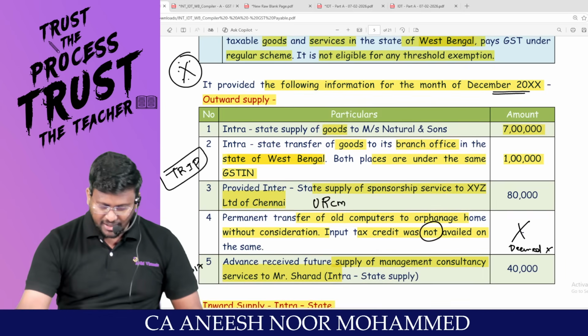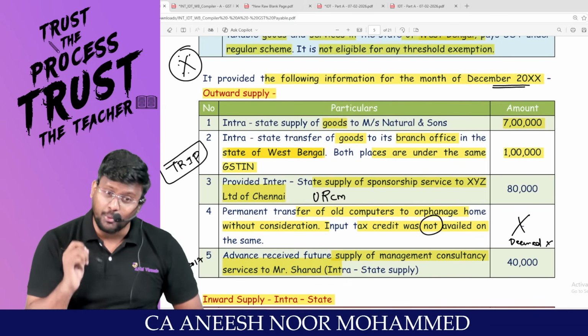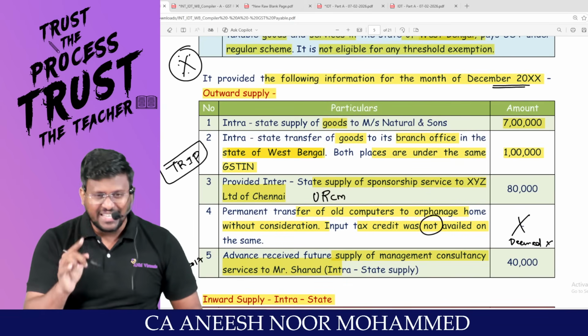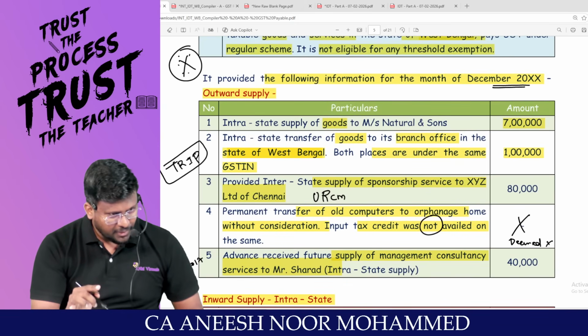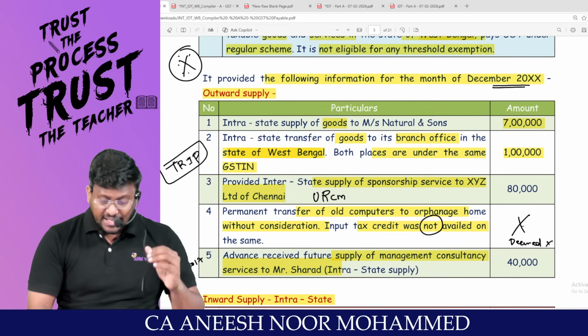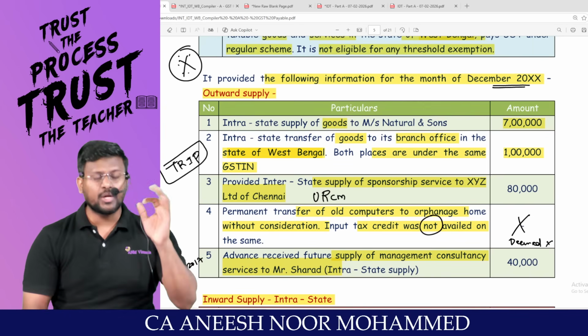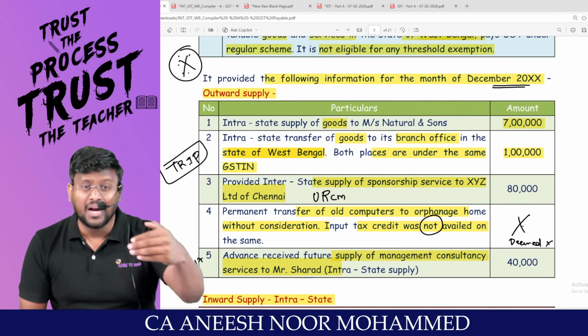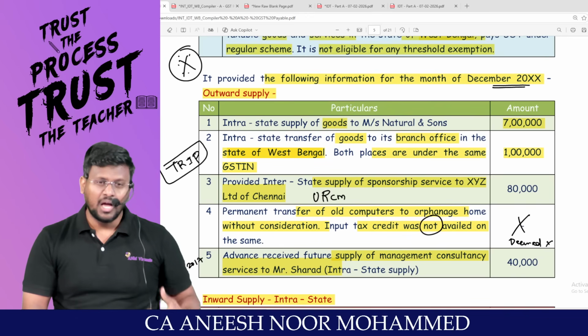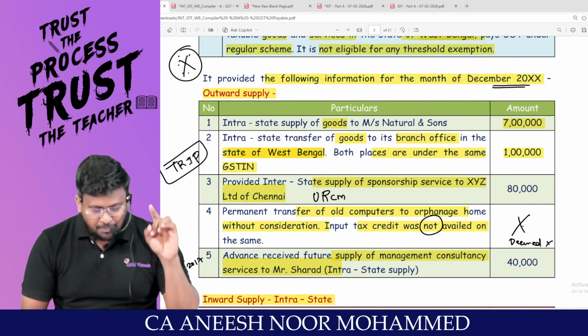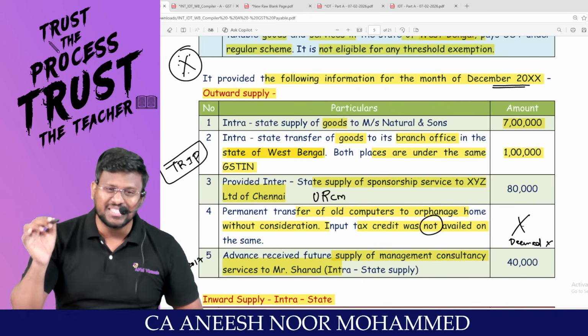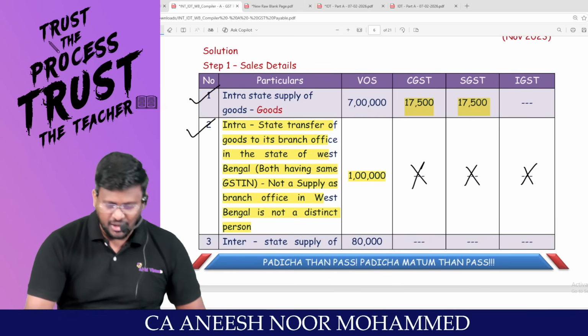Now you read that line, sir, provided. Who provided? Nitya provided. Is Nitya a body corporate? No, sir. Interstate supply of sponsorship services to XYZ Limited of Chennai. My question to you, is this outward RCM or inward RCM? Outward RCM. Then it is the responsibility of XYZ Limited Chennai to pay tax on reverse charge basis.